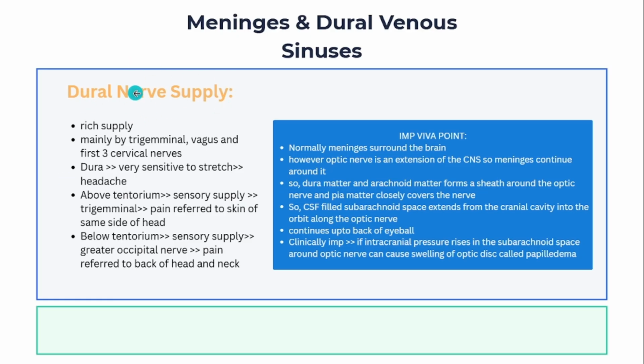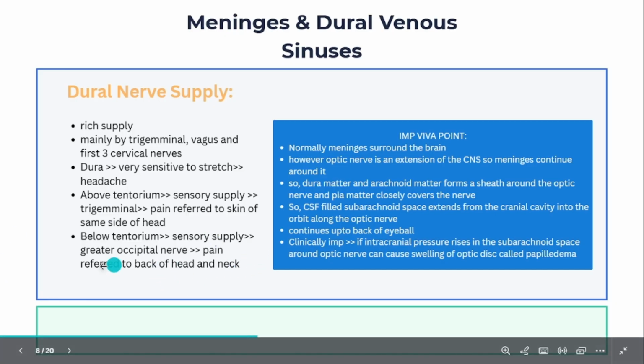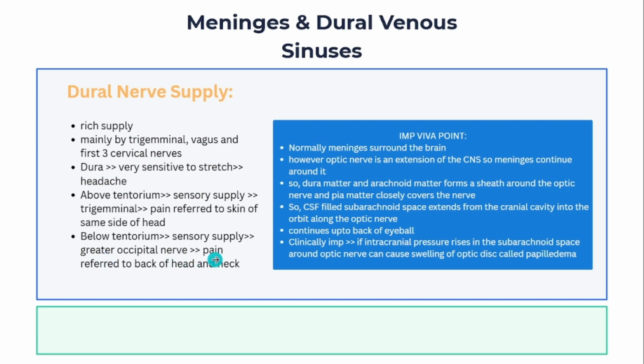Now lastly we talk about the dural nerve supply. The dura mater has a very rich nerve supply, and it's mainly given by the trigeminal nerve, vagus, and the first three cervical nerves. And this dura is very sensitive to stretch. For example, if it's stretched, then it causes pain, which basically causes the headache. And above the tentorium cerebelli, the sensory supply is given by the trigeminal nerve, and then the pain is referred to the skin of the same side of the head. Now below the tentorium, the sensory supply is given by the greater occipital nerve, and pain is referred to the back of the head and neck.